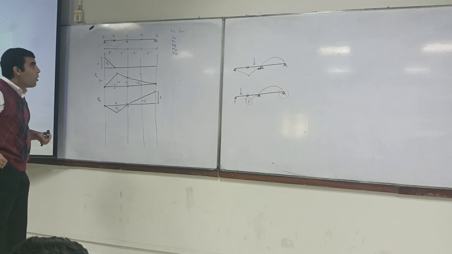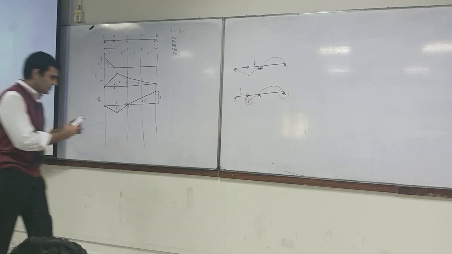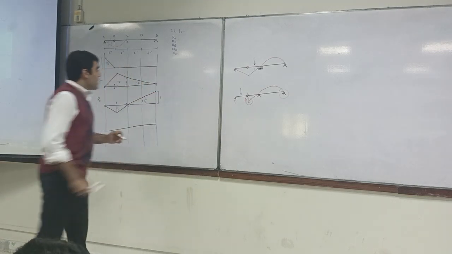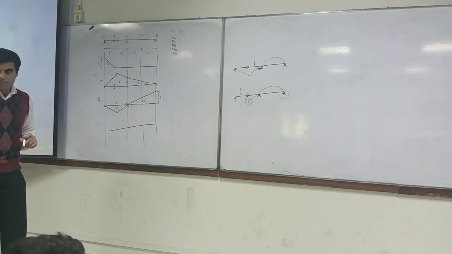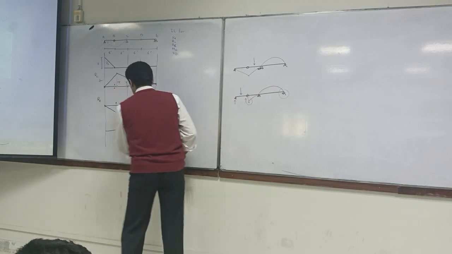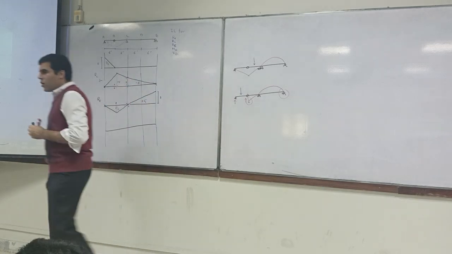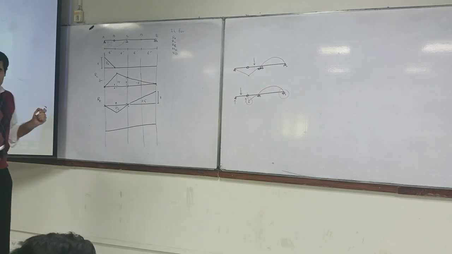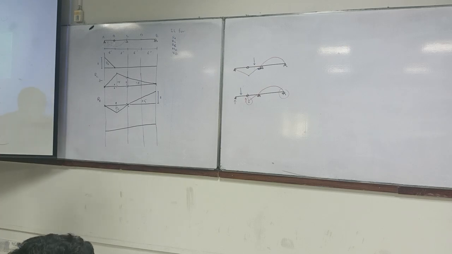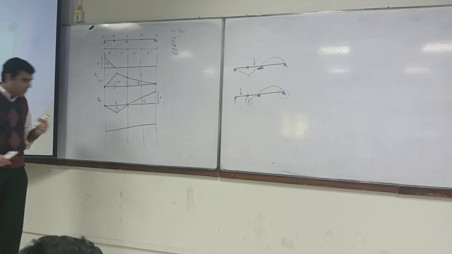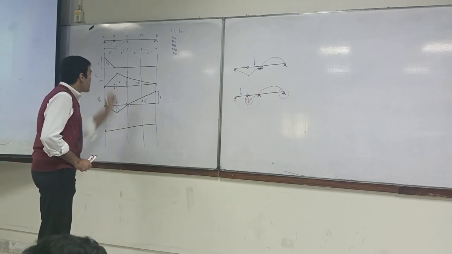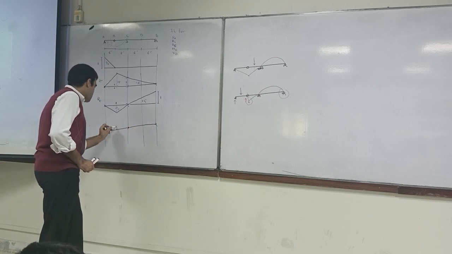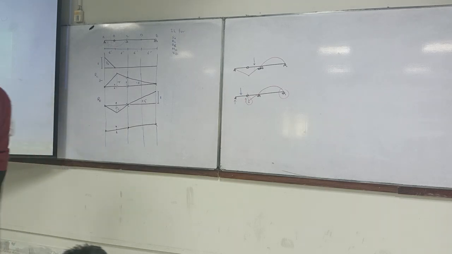Now, moment at D. First of all, again, let us establish those points which are not going to move. This time they are all the supports. So you have this support which is not going to move, you have this support which is not going to move, and you have this support. This hinge can move up or down.